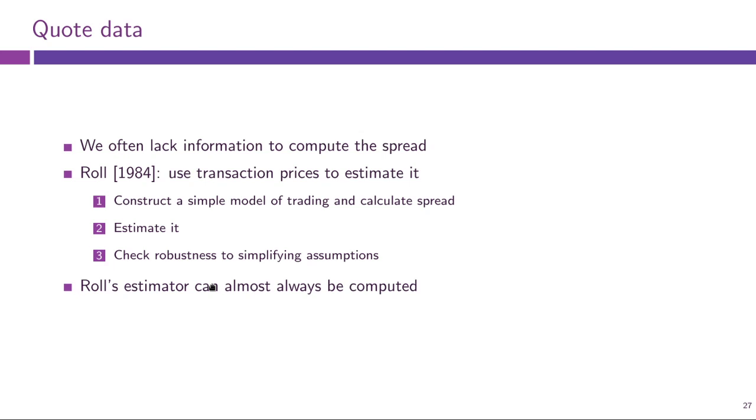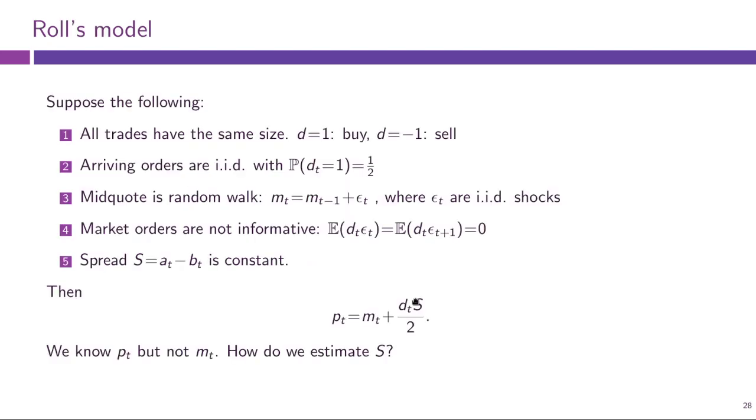Here, a popular way to go is to use the roll measure from 1984, which builds a simple model. This paper builds a simple model that allows you to estimate the spread without actually knowing the quotes, and it only uses data on transaction prices, so you can compute it with very weak data. Transaction price data is the one that's easiest to obtain. So how does this magic work?